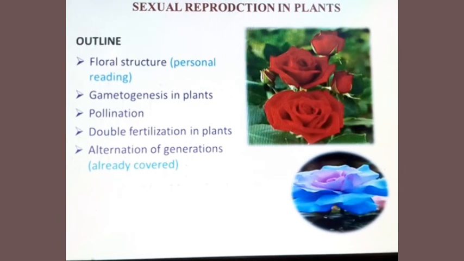We shall look at pollination, double fertilization in plants, and I will make a different video for alternation of generations. So through this course outline we are having, we shall make 3 videos out of it. Alternation of generations will be different and floral structure will be different. However, today we are going to emphasize gametogenesis in plants, pollination, and double fertilization.